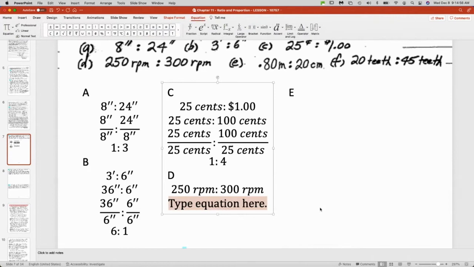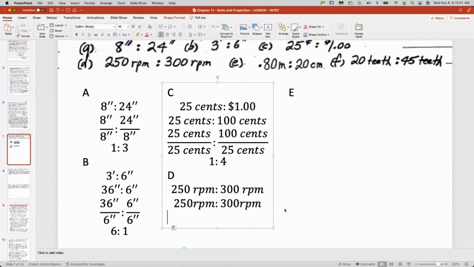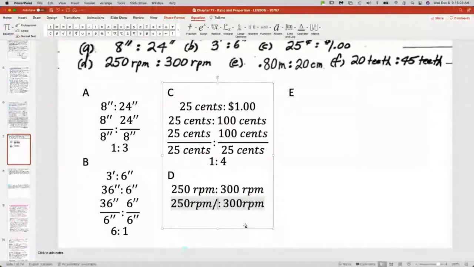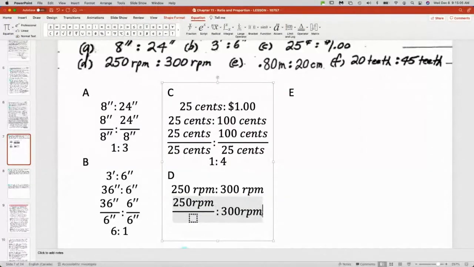Okay, so in this case, we need to reduce this. We can divide both sides by what? What would you divide both sides by here? Very nice, Nicolos. Yes. The greatest common divisor is 50. That's 50 RPM on both sides.